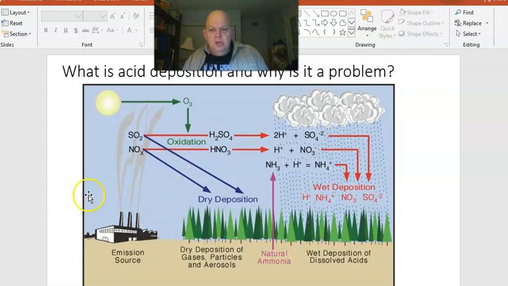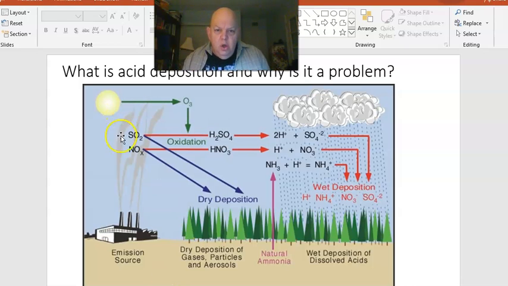So first off, let's look at our emission source here. We have our factory putting out smoke, and whatnot, probably burning coal. So you've got SO2, you've got your NOx. Now remember, the NOx could be NO2, could be NO3, could be NO. No! Say it ain't so! Okay. So when they're up in the air, there's a couple of places they can go.